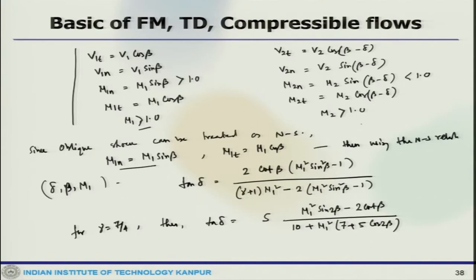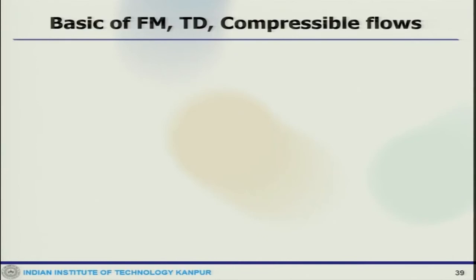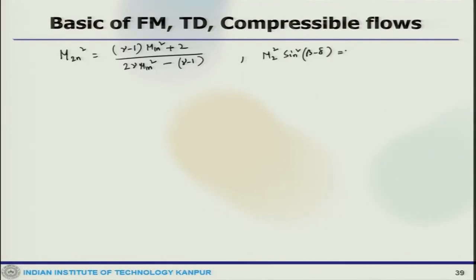Now what happens to the normal components? The normal component M2n square is ((gamma minus 1) M1n square plus 2) divided by (2 gamma M1n square minus (gamma minus 1)). Similarly, we can write M2 square sin square (beta minus delta) as ((gamma minus 1) M1 square sin square beta plus 2) divided by (2 gamma M1 square sin square beta minus (gamma minus 1)).